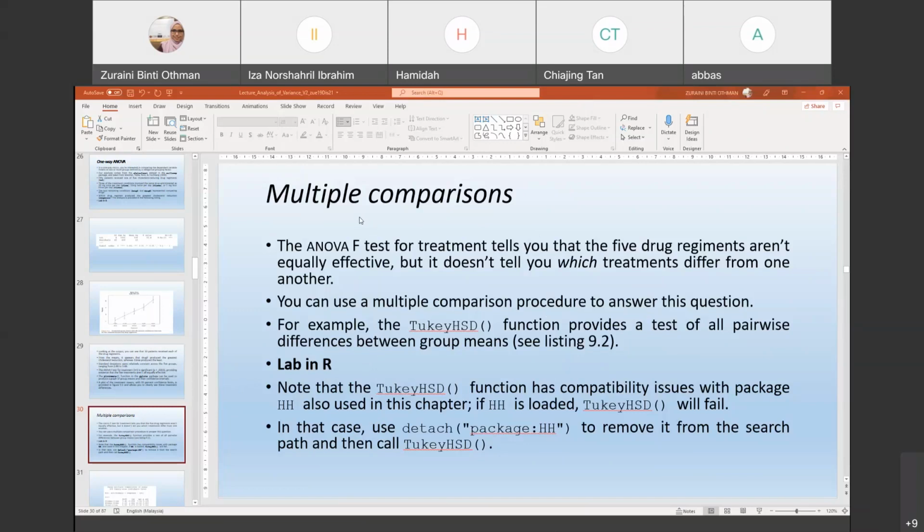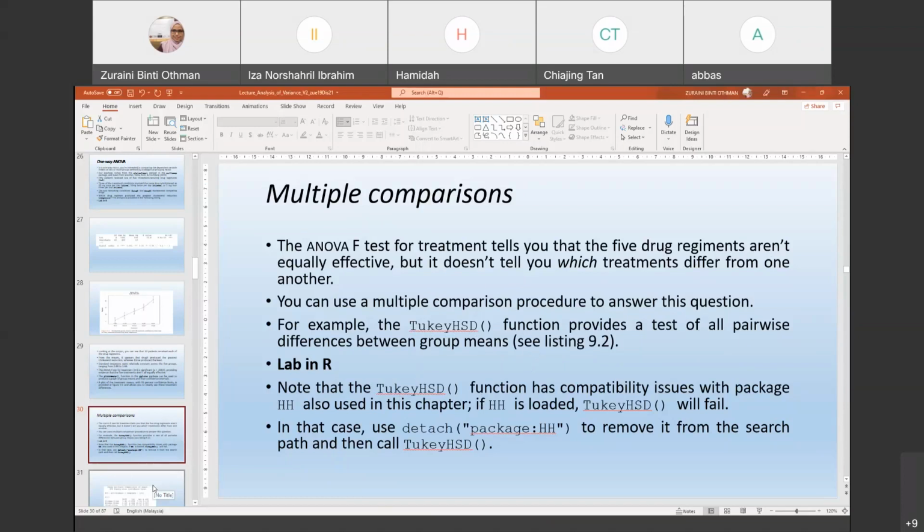Okay, then we continue. This is when we have multiple comparison. The Anova F Test for treatment tells you that the 5 drug regimens are not equally effective, but it doesn't tell you which treatments differ from one another. Then you can use a multiple comparison procedure to answer this question. One example is TukeyHSD, a function to test all pairwise differences between group means.